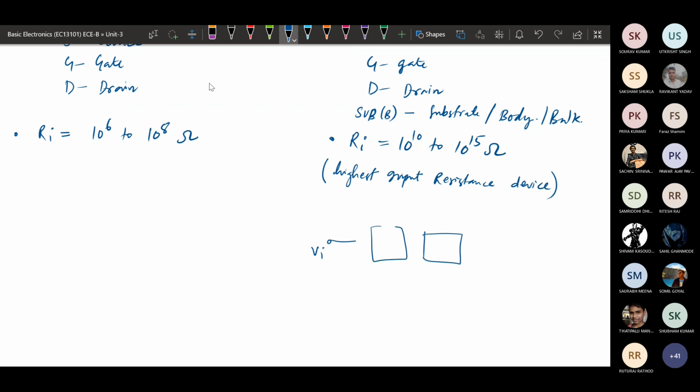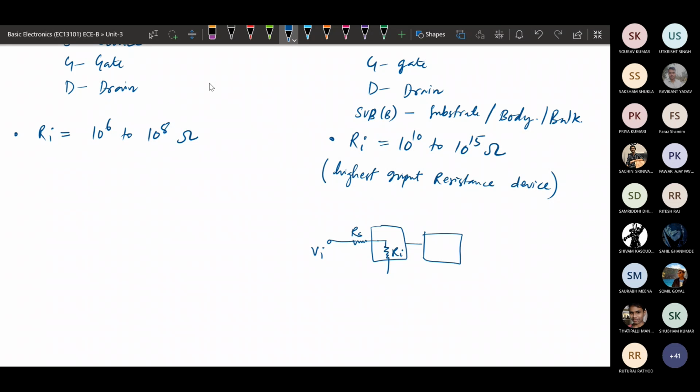Okay, that device should be offering the maximum input resistance, whatever the resistance of the circuit is. Suppose this device is having the highest input resistance. Whatever input we are applying, the same input should be appearing at the input of this system. Its magnitude should not be reduced in between the path.